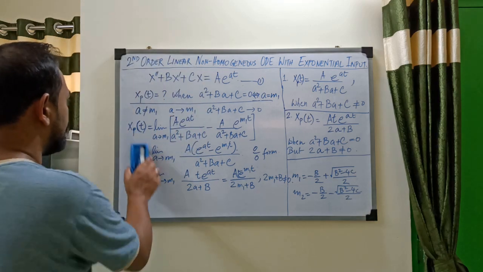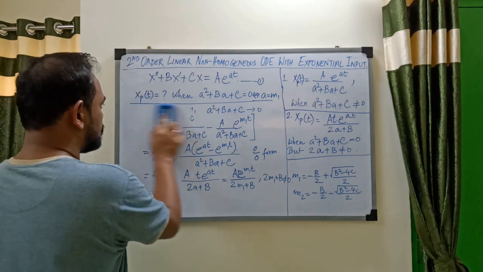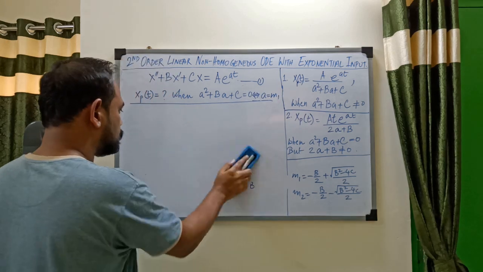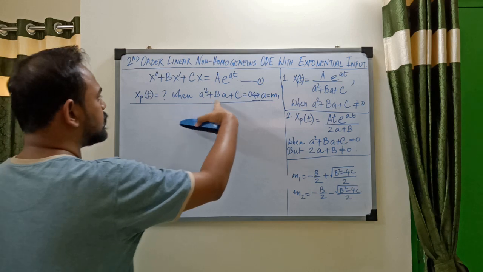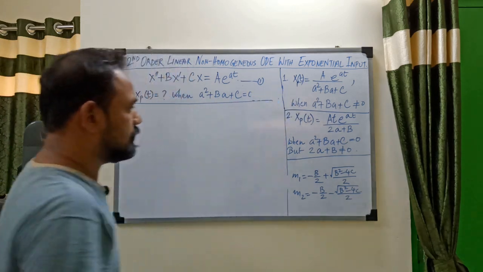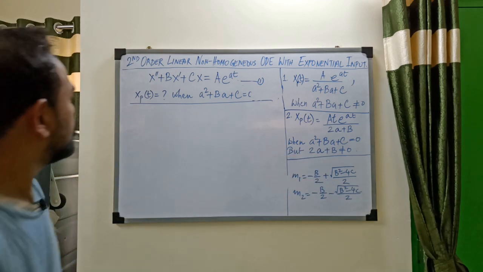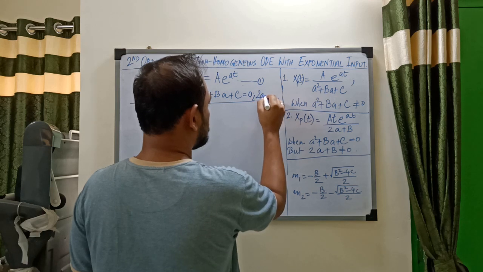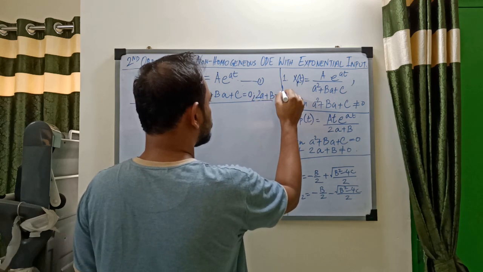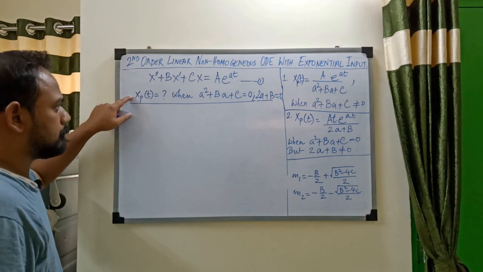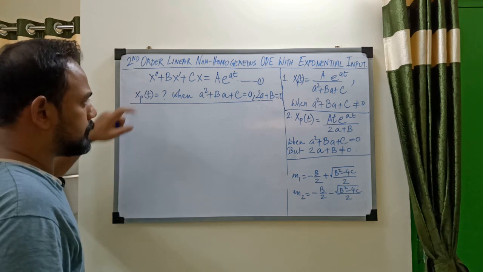I'm just rubbing this out. And now we will study another case where this is 0 and this is also 0. 2a plus b is also 0. What about that? When this happens, what will be my particular solution?